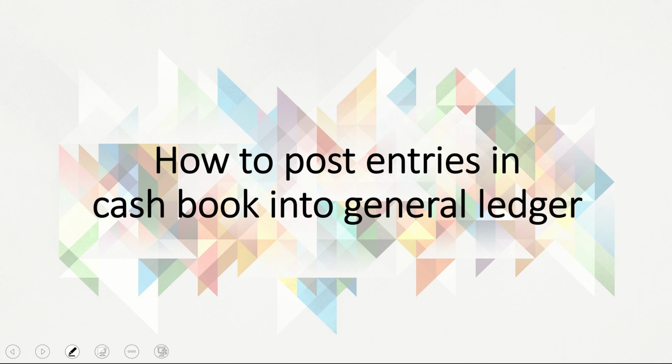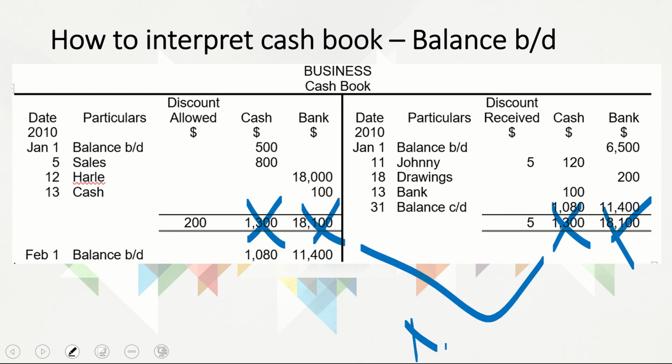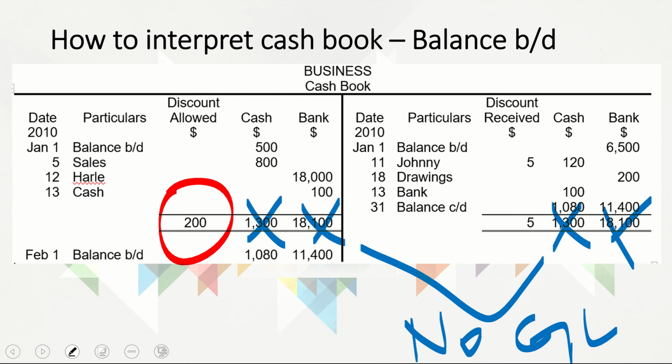Now, how do you post the entries inside here into your general ledger? Which of them go into the general ledger? Actually, this amount, this amount, this amount, this amount, no GL. It does not go into the general ledger. Why? Because the cash book is already a general ledger for your cash and your bank transactions. The only thing that goes into the general ledger are your discount allowed and discount received numbers.